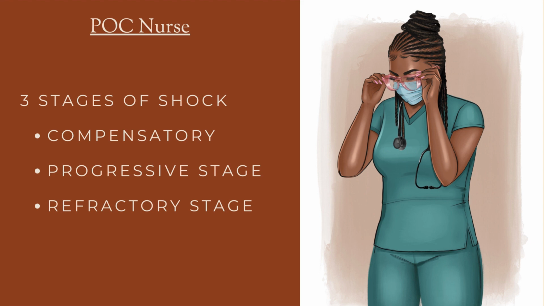In the progressive stage of shock, the compensatory mechanisms start to fail. So the patient is not able to maintain their blood pressure anymore. Now the patient is looking hypotensive, and all of the previous symptoms the patient was having are now getting worse. So there is worsening in the tachycardia. The patient's heart rate is going up and up. The patient is even more tachypnic. The patient is even more oliguric. Perhaps the patient is getting anuric at this point.